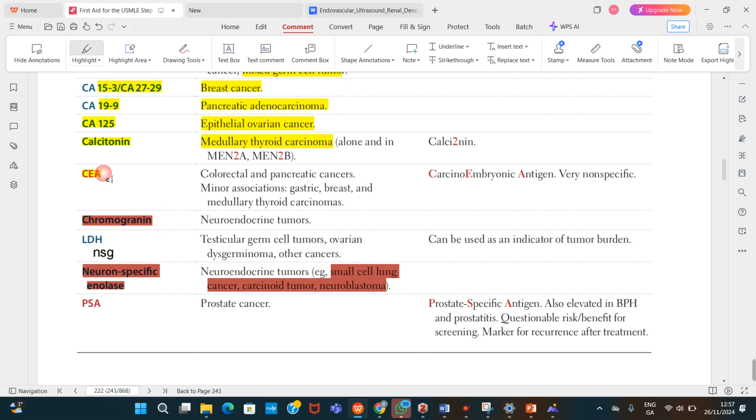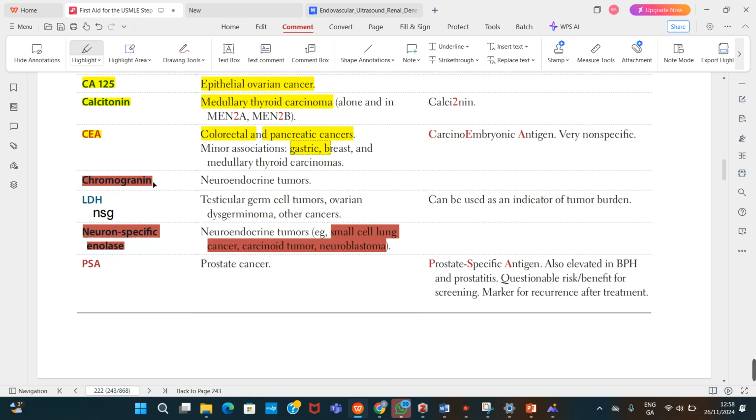So CEA: colorectal cancer and pancreatic cancer. Just remember GIT cancers generally are shared with CEA, carcinoembryonic antigen: colorectal, pancreatic, gastric. What mutation is associated with both colorectal and pancreatic cancer? KRAS. And also DPC4, which is also known as SMAD4, deleted in pancreatic cancer. Both of them can cause colorectal and pancreatic cancer.